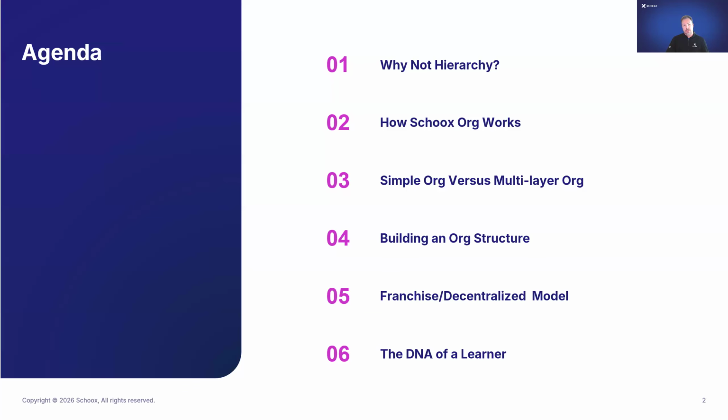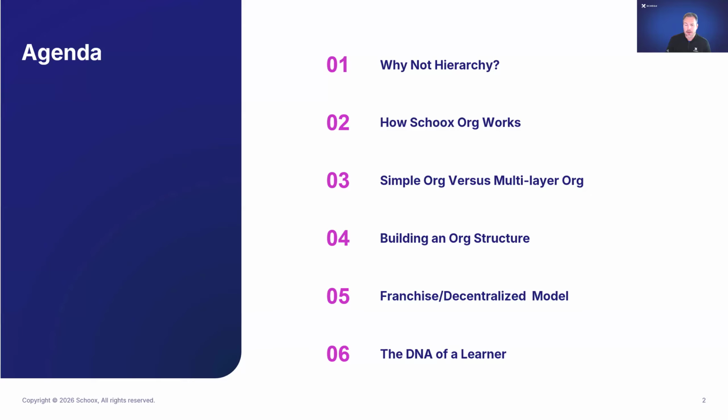What we're going to start with is why do we not call it hierarchy? It's called org for a reason. We'll start there and then jump into how the Skooks org actually works. From there, we'll move into our simple versus multi-layer org because different organizations need to support different structures. Then we'll move into actually building one. We'll walk through piece by piece just the steps of what that looks like and explain how it's structured and why actually putting different hierarchies together to construct an org structure. And then we'll move into that franchise decentralized model of supporting brands and different structures altogether.